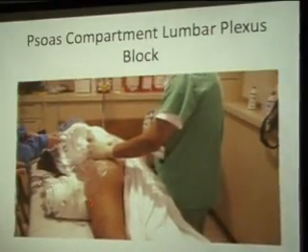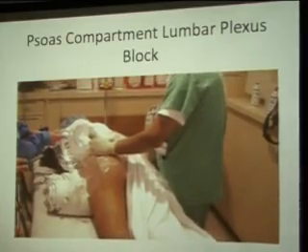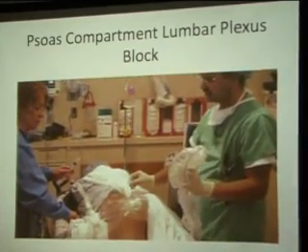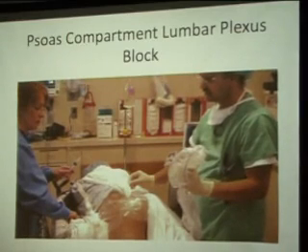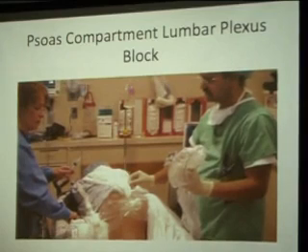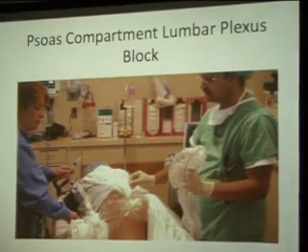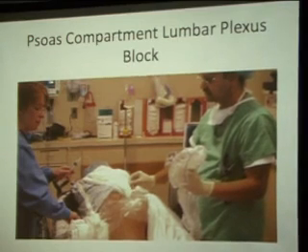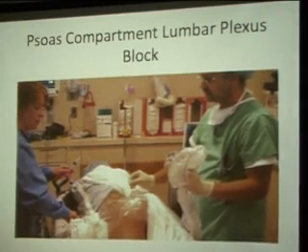Once we get our twitch, we really don't try to optimize the current to a predetermined level. All we are looking for is the proper twitch. We inject our local anesthetic solution. Usually it's about 30 cc's of local anesthetic that we inject in this space, 0.5% ropivacaine or 0.5% Marcaine, to be able to get a block. So that's how you perform a single shot lumbar plexus block.